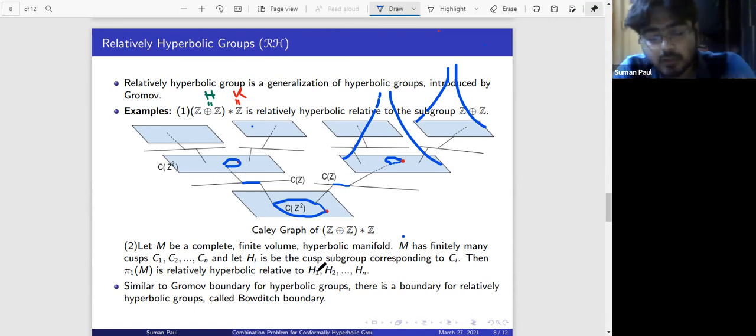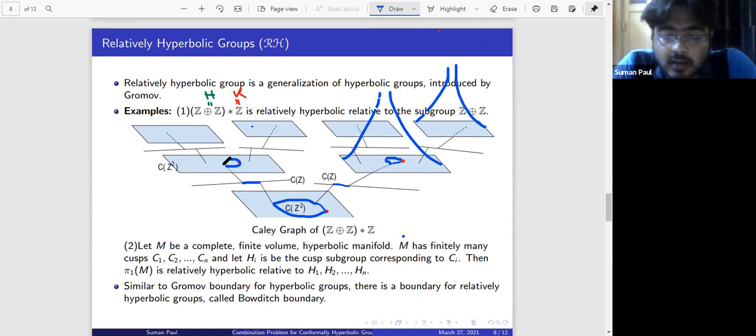I have not defined relatively hyperbolic groups relative to finitely many subgroups, but it can be defined the same way. Along every subgroup, we construct the same thing. If that resulting space is hyperbolic, then we say the group is hyperbolic relative to this collection of subgroups.